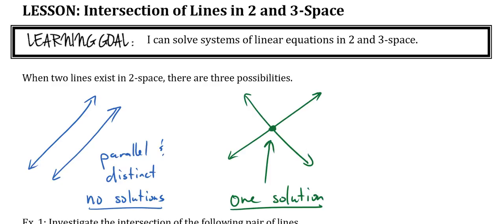Jason? Yeah, they cross at every point. This is a strange one, but we call them parallel and coinciding, or parallel and coincident. So I've got one line, and then the other line right on top of it. This one's a tricky one because, so, parallel and coinciding. So infinite solutions.